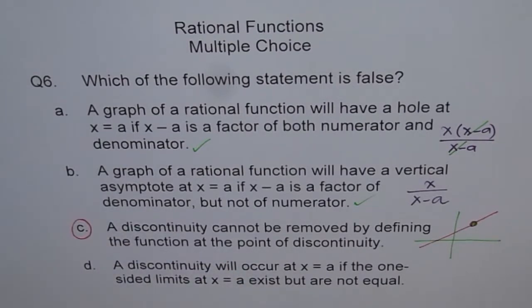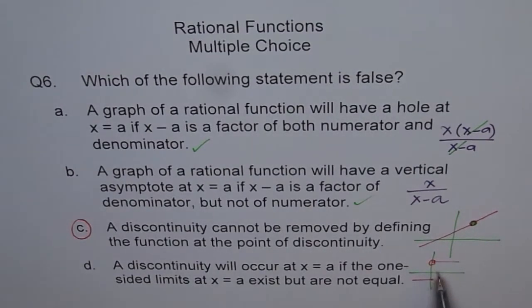Last statement. A discontinuity will occur at x equals a if one-sided limits at x equals a exist but are not equal. What they're trying to say here is, think like this. Let's say there is a function here and a function here. So one-sided limits at 0 are there, but this is, let's say, minus 1 and this is plus 1. They are not the same, and you can see there is a discontinuity. So this statement is also correct.